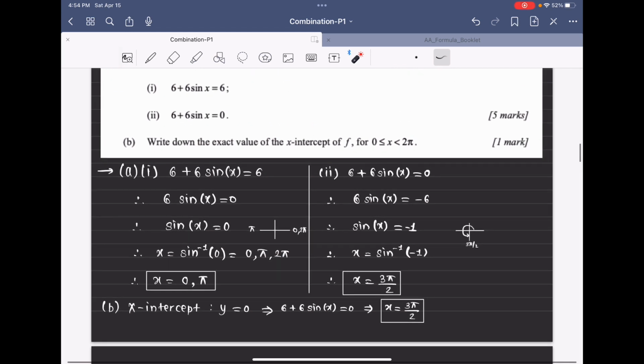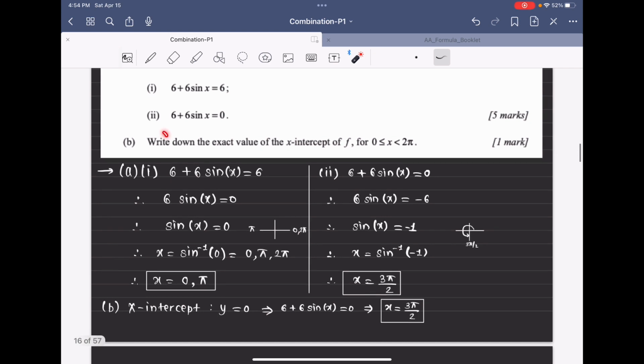Second, 6 plus 6 sin x is equal to 0. So I am keeping 6 sin x as it is, and taking 6 on the other side. 0 minus 6 is minus 6. Divide both sides by 6. So sin x is equal to minus 1. Sin value is negative 1 when the angle is 270 degrees or 3 pi by 2. Don't write 270 because they want radians. So the only possible answer in this case is 3 pi by 2. So the second part is also done.